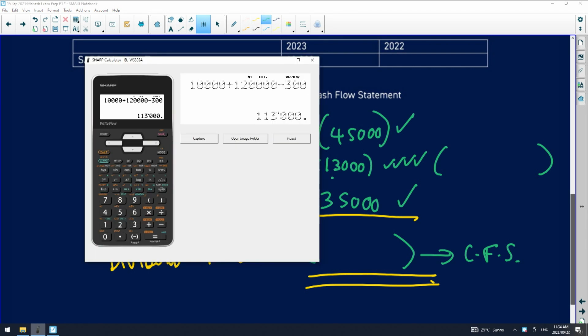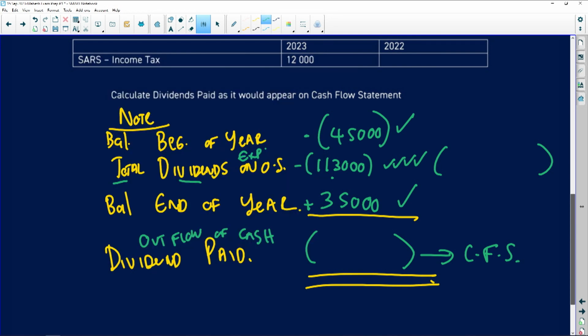Right, so my dividends paid, let's pull out our calculator. I've got the 113,000 there already. I'm just going to add the 45,000 to that, so that's the total amount that should be in brackets, minus 35,000, and the amount that I physically paid, 123,000.